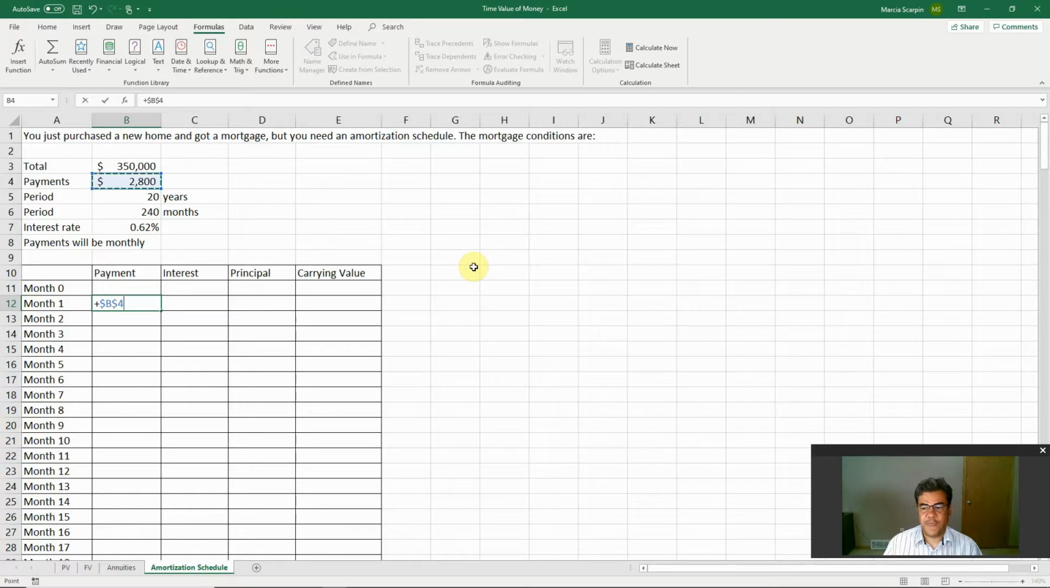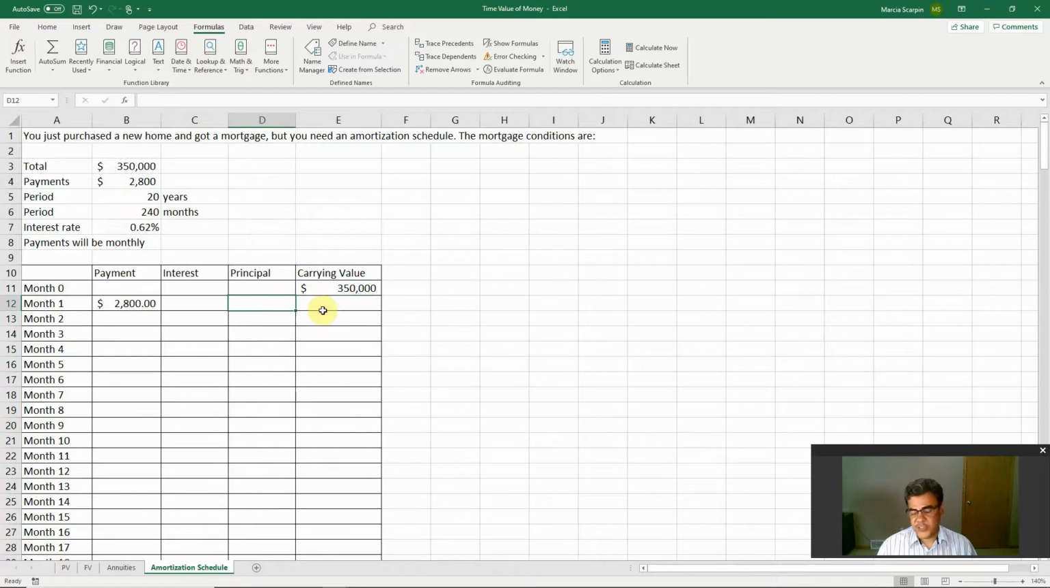So let's fix it, F4. So you will have the same payments over the months. Carrying value is how much of the principal you still owe. On month zero, you owe $350,000. However, at the end of the first month, you will not be owing the full amount, only about $347,000, because you will pay interest. So of this $2,800, part of it will be interest, and the remaining will be the principal.